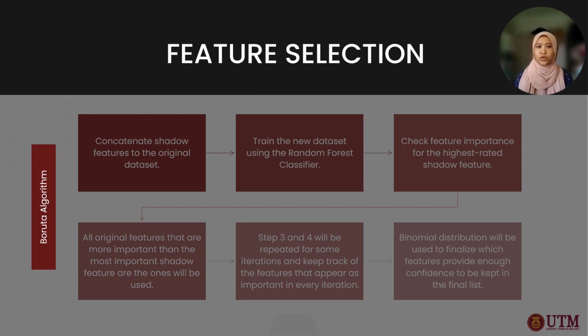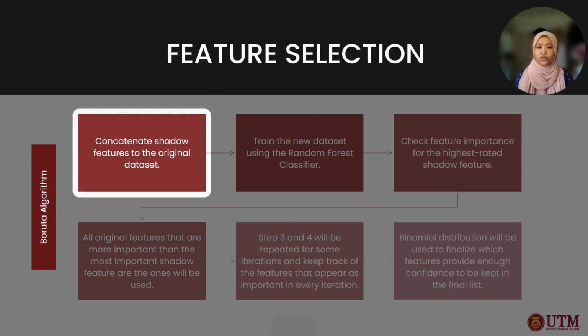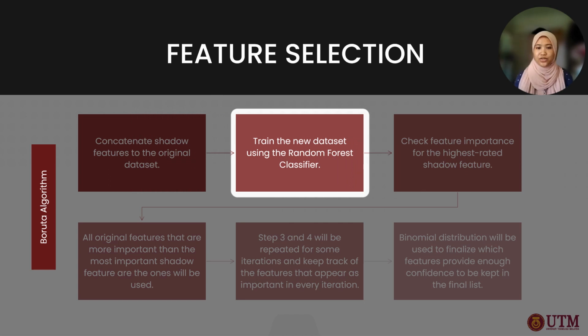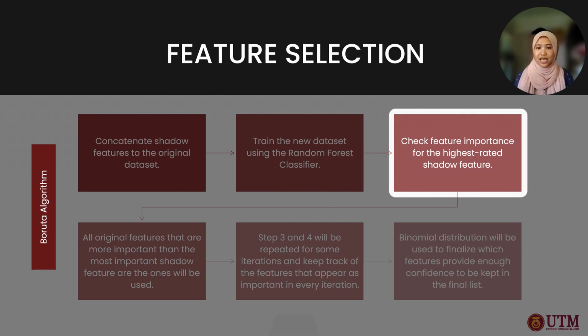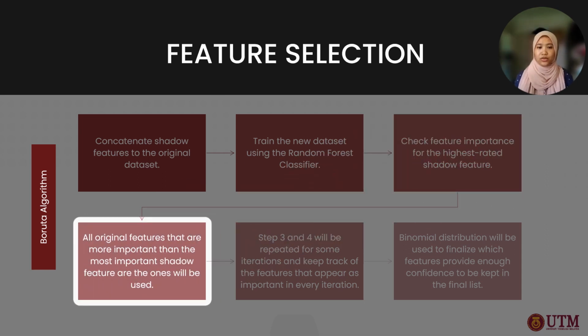For feature selection, the Boruta algorithm will be used. The steps involve concatenating shadow features to the original dataset. Next, train the new dataset using the random forest classifier. And then check the feature importance for the highest rated shadow features. And then all original features that are more important than the most important shadow feature are the ones that will be used.